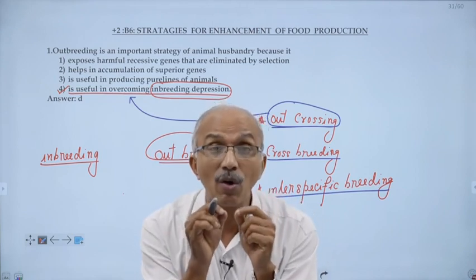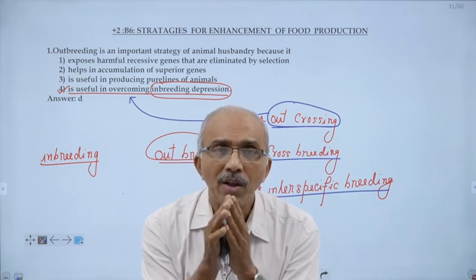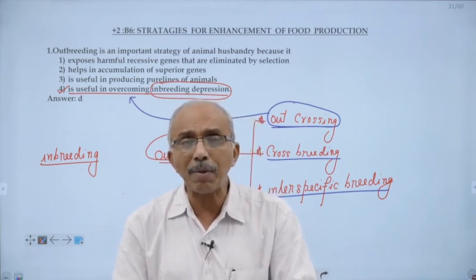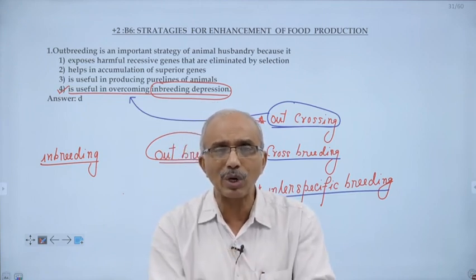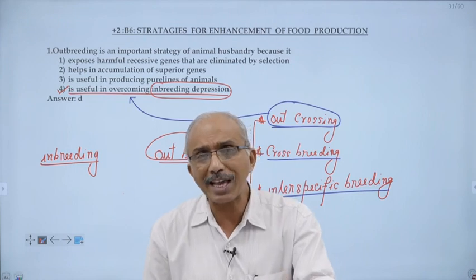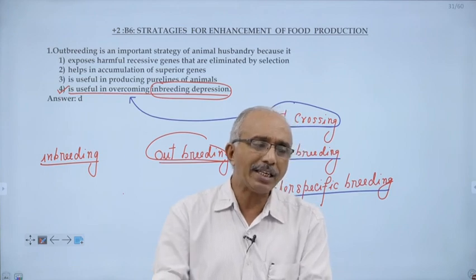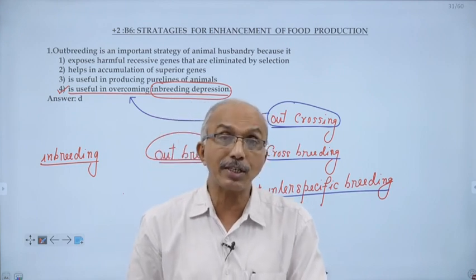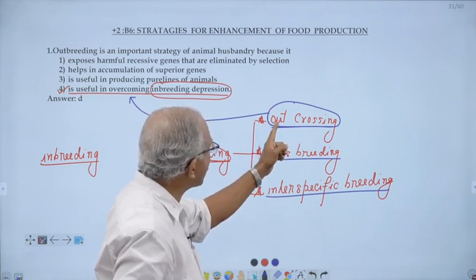That is mating of unrelated animals of the same breed. What is meant by unrelated animal? Unrelated animal means these animals have no common ancestor. Suppose A and B mated together. A and B have no common ancestor. Up to 4 or 6 generations back, the mated animals have no common ancestry. So, mating of unrelated animals of the same breed.